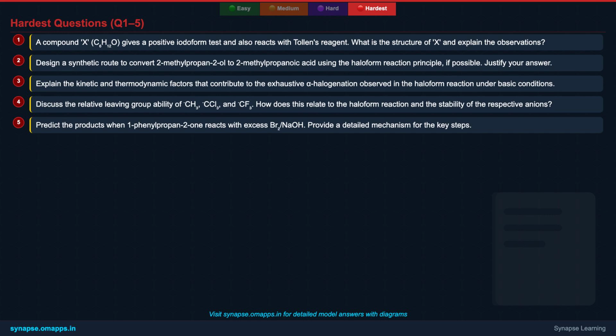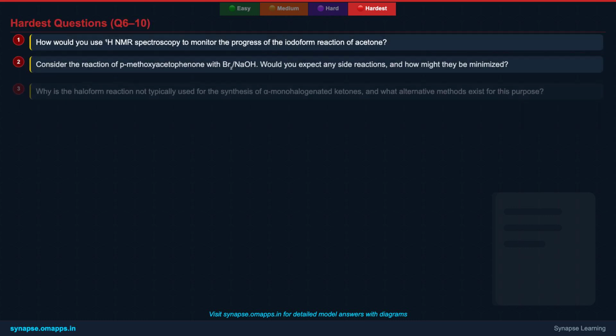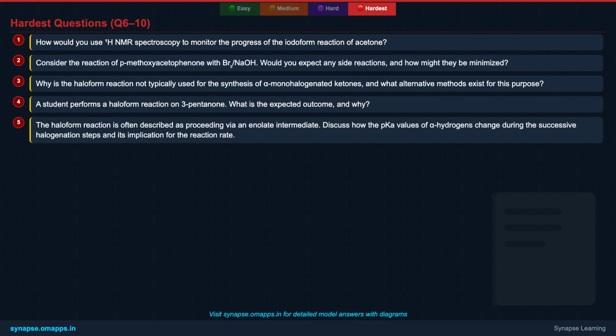These problems require you to synthesize knowledge from various organic chemistry concepts and apply them critically. Take your time, analyze each scenario, and devise comprehensive solutions. And here are the remaining 5 questions for the hardest level. These questions demand a deep conceptual understanding, analytical reasoning, and the ability to connect different aspects of organic chemistry. Engage with them thoroughly to truly master the haloform reaction and excel in JEE Advanced.